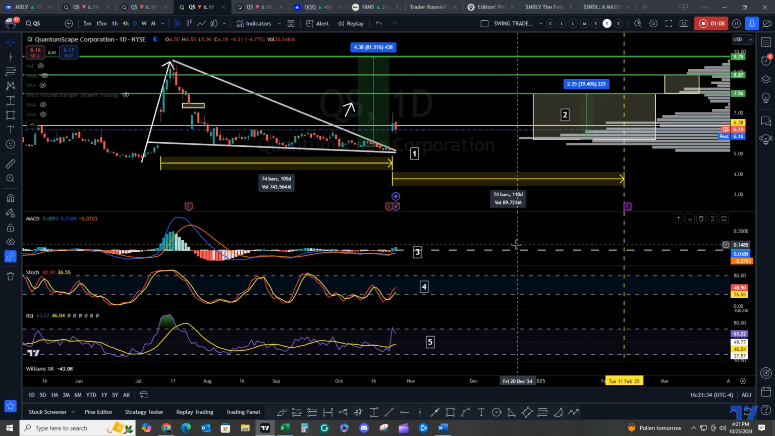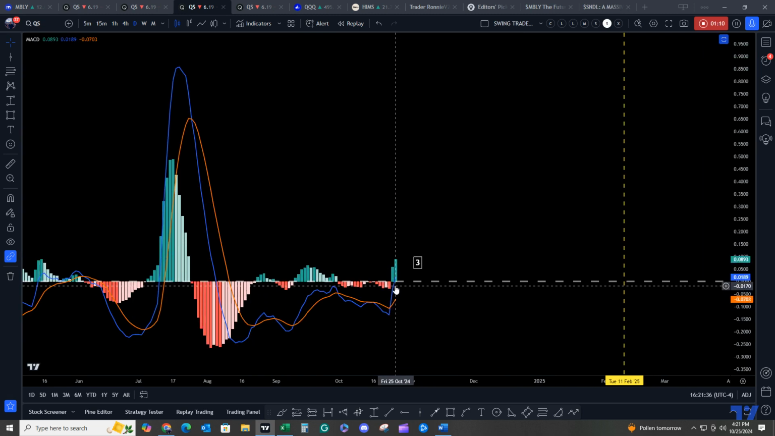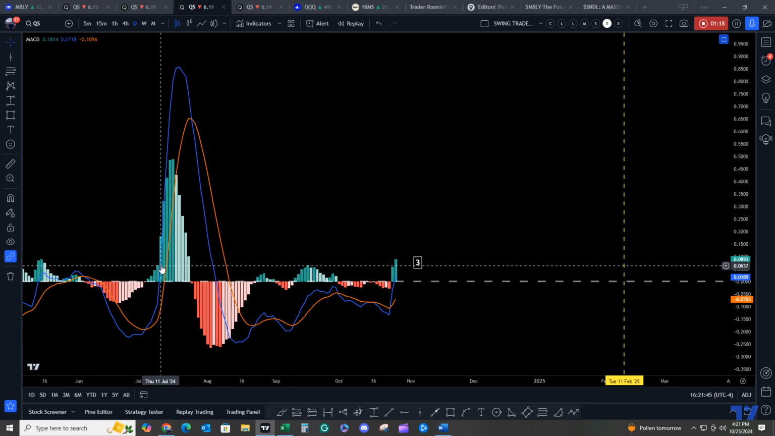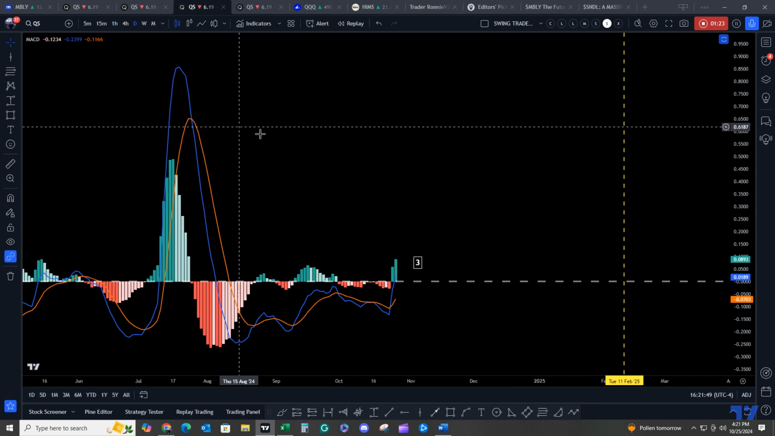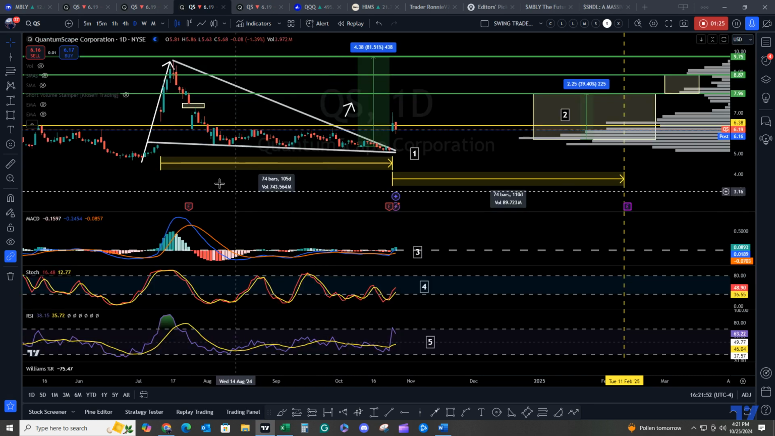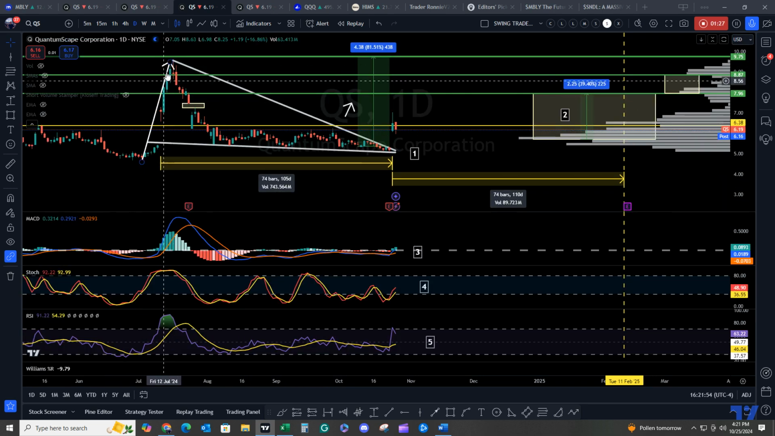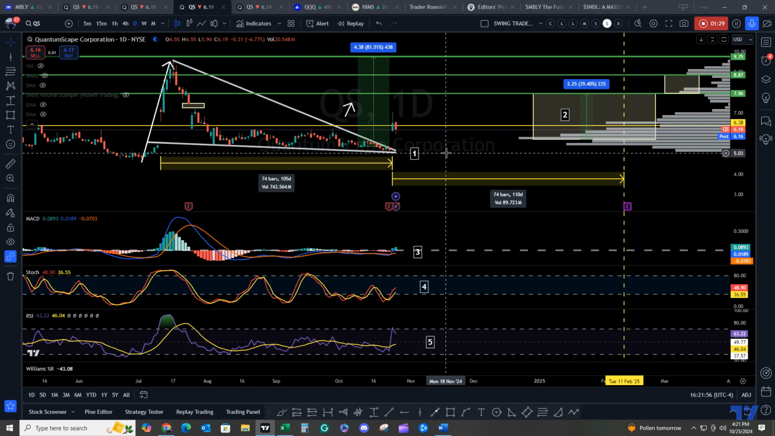The third thing we're going to look at here is the MACD. The MACD has crossed above the 0 line, which is extremely bullish, and we have very high amounts of volume. You can see what happened last time we had even close to this amount of volume. We just pushed astronomically high, and we could have the same thing here, right?